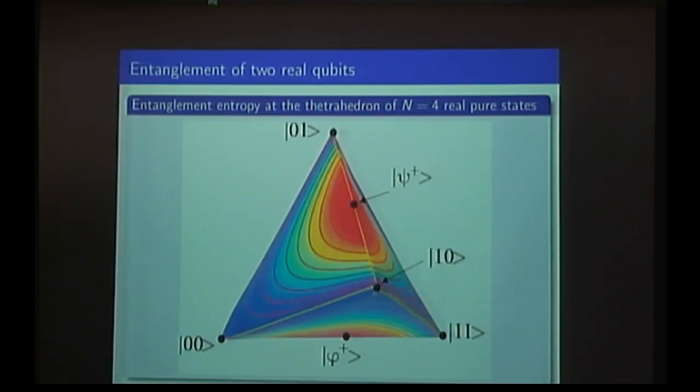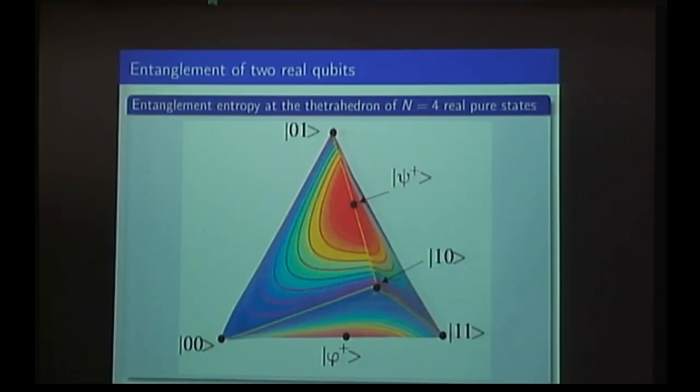So the colors here denote entropy of entanglement. Blue means separable states, and red means high entanglement, high entropy of entanglement. So there are two states in this plot which are maximally entangled, and you can see that in some sense, the degree of entanglement corresponds to the distance to the set of separable states, which is given by those four edges.